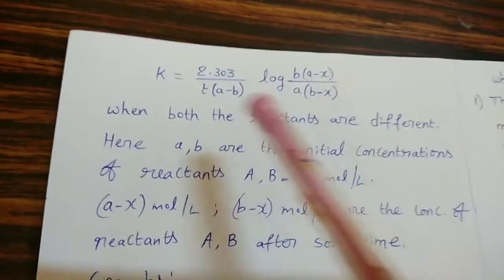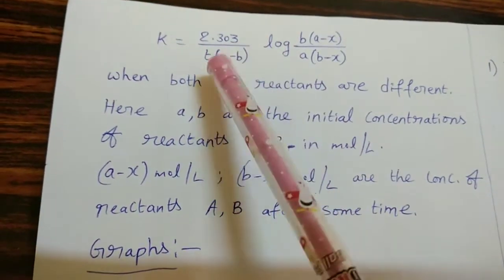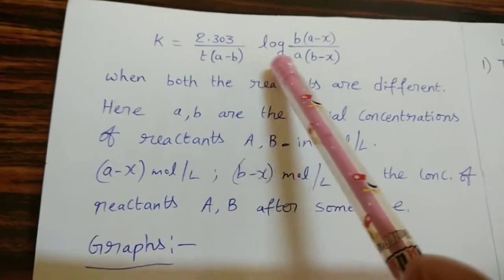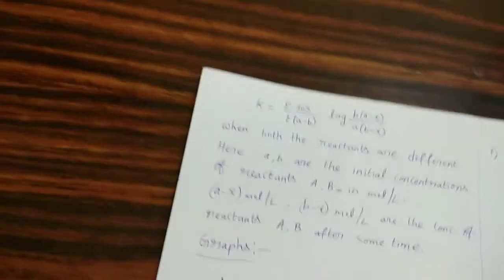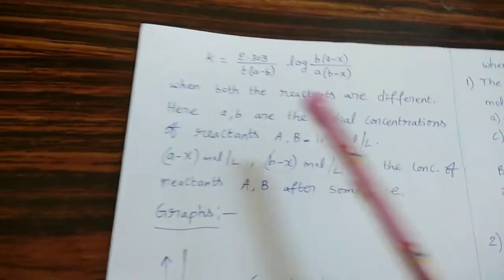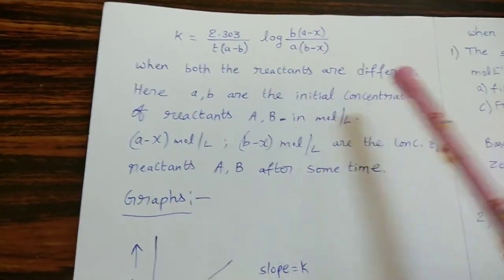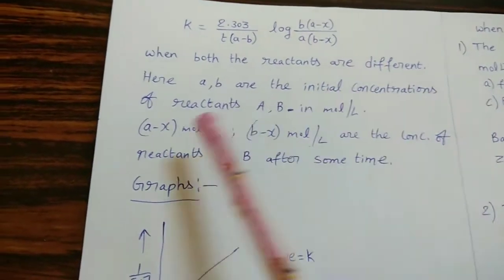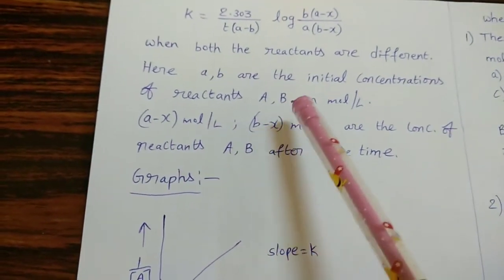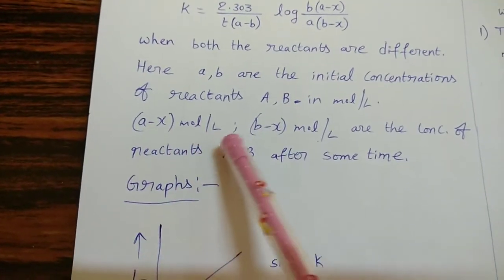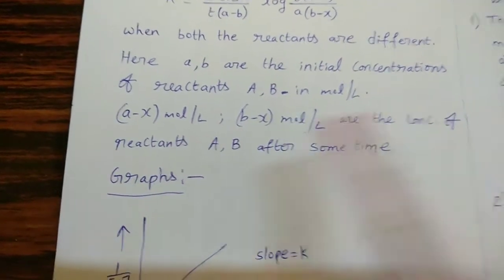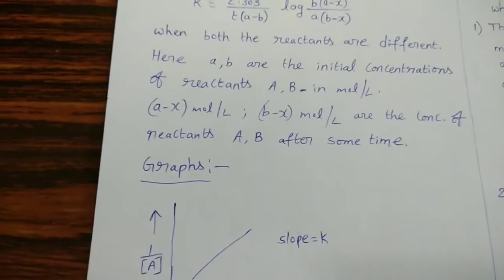Next, suppose both the reactants are different, then the rate equation is k equal to 2.303 by t into a minus b into log of b into a minus x by a into b minus x. So this is when both the reactants are different. Here a, b are the initial concentrations of the reactants A and B in mole per liter. a minus x mole per liter and b minus x mole per liter are the concentrations of the reactants A and B after some time.